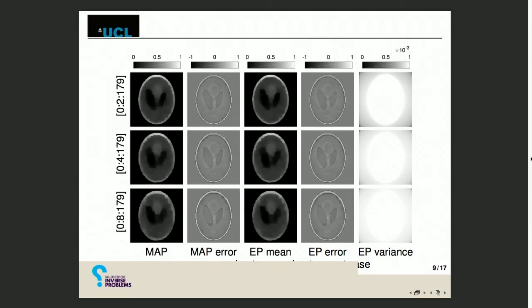Here are some results for the moderate count case. We compare our results with the standard MAP estimate because it's the benchmark. Here's the mean computed by the expectation propagation procedure I just described, and you can see that they are quite close to each other. We can also compute the corresponding quantitative measures like PSNR or SSIM, and one can observe that they are more or less comparable. But instead of only this mean estimate, we can also get a covariance estimate, and with this covariance estimate, we can put some error bars on the mean estimate.